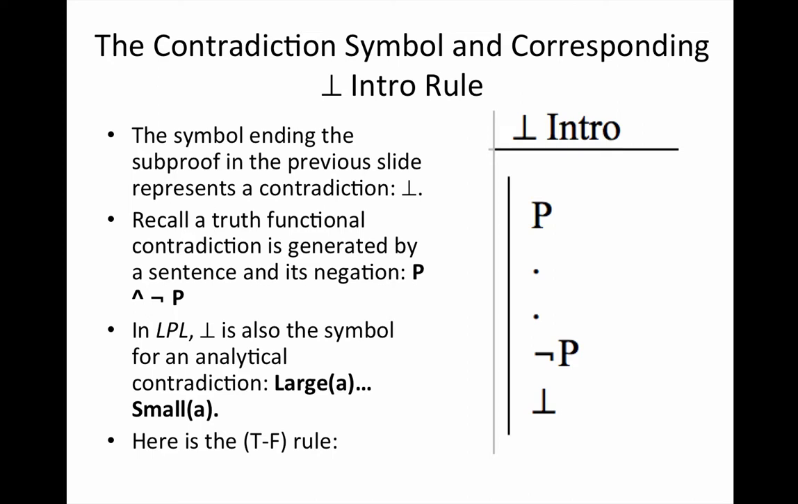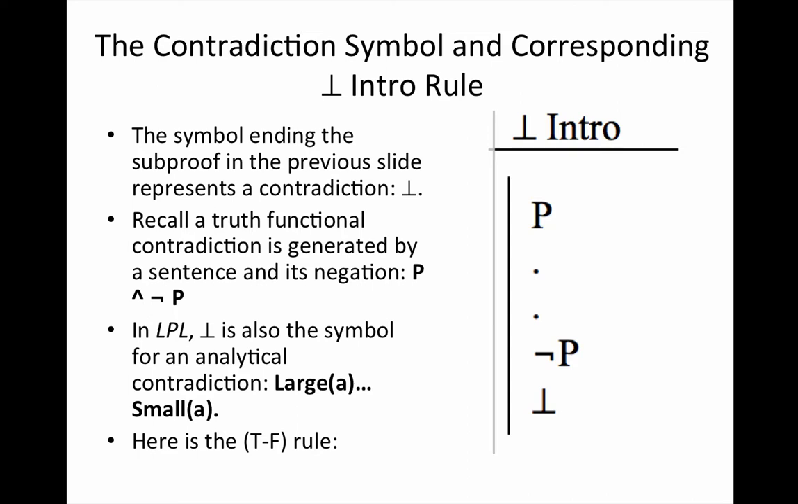So think about, for example, the fact that we know, based on the meanings of large and small, that A can't be both large and small. Notice if we assert A is large and somewhere else in our proof we assert A is small, we've asserted two contradictory claims, but there's no negation symbol. It's not a truth functional contradiction. So we do not justify the assertion of the contradiction according to contradiction intro.